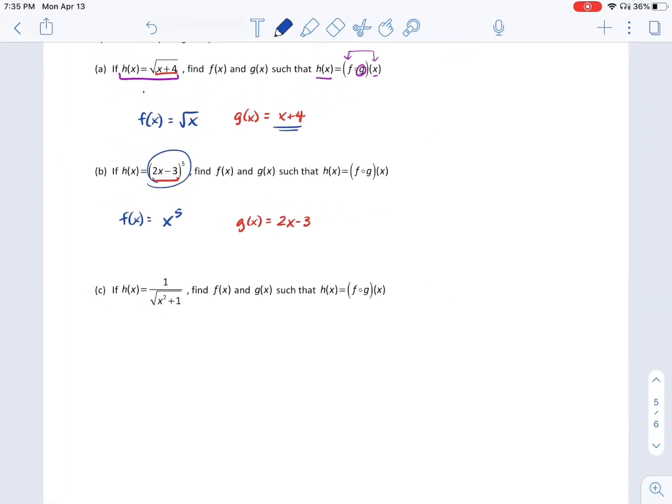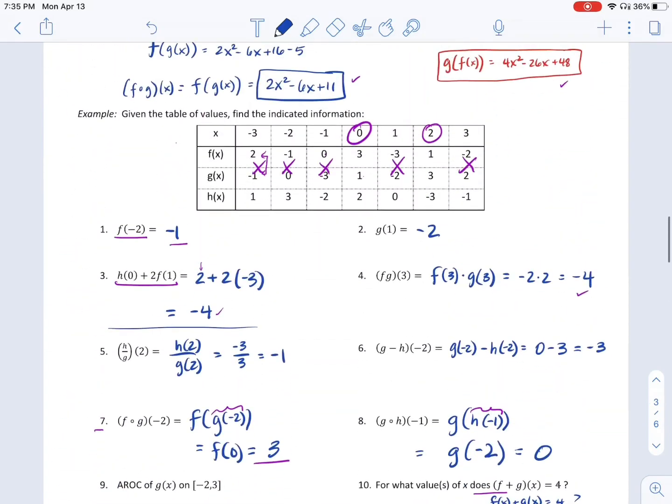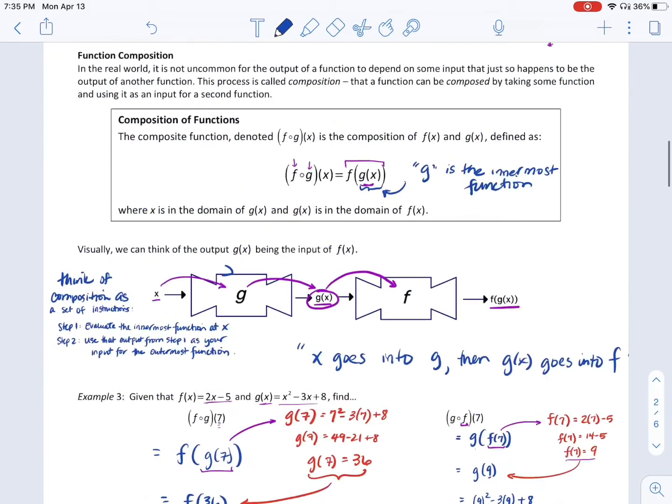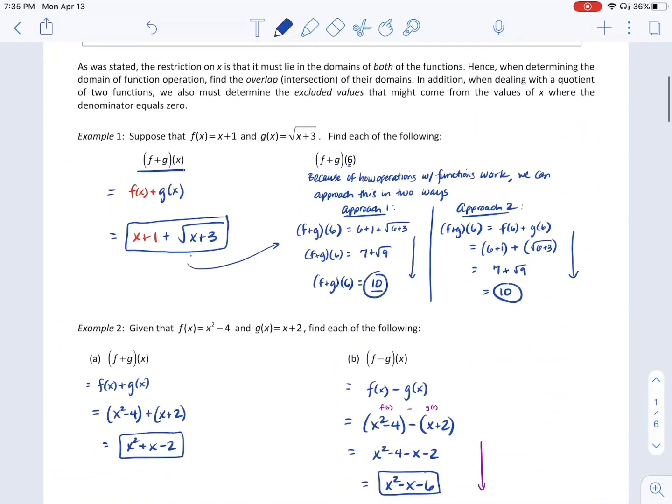That's all we'll go over for operations of functions. If you have additional questions, feel free to walk through the notes or send me an email. This is a very straightforward part of the unit. We'll jump into some more rigorous stuff as we proceed forward.